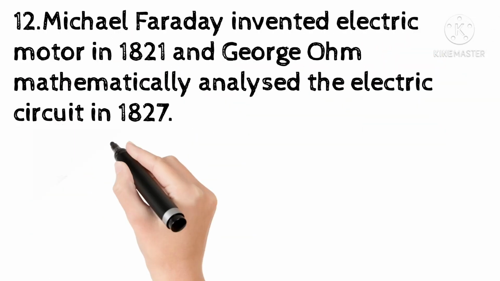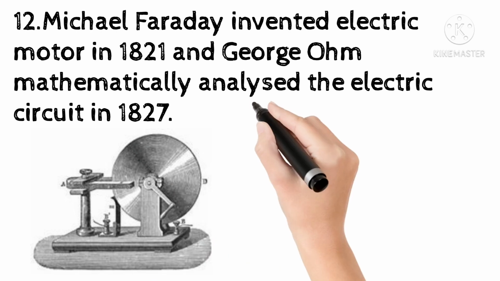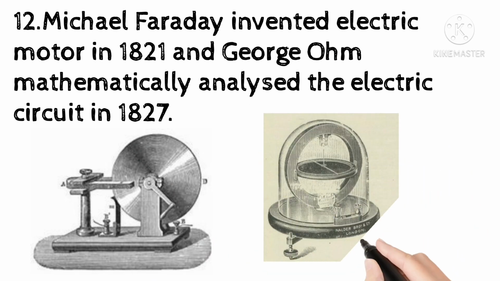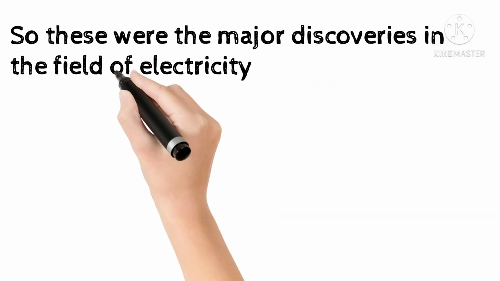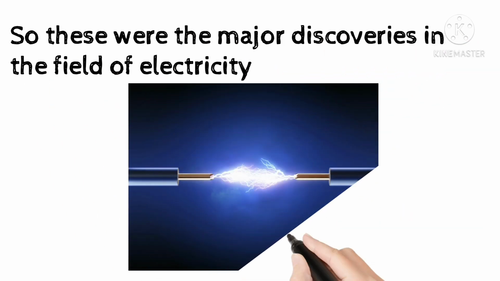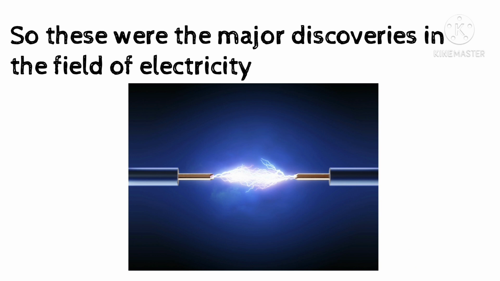Then comes Michael Faraday, who invented the electrical motor in 1821, and George Ohm, who mathematically analyzed the electric circuit in 1827. Two main discoveries were made by Michael Faraday in 1821 and George Ohm in 1827. So these were some of the major discoveries in the field of electricity. So next, let's continue.